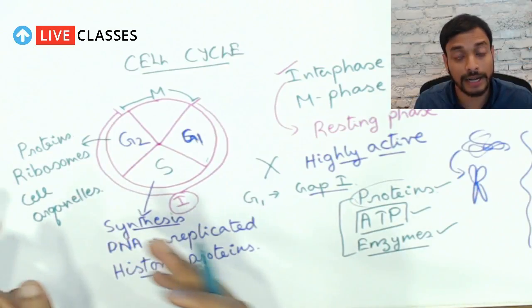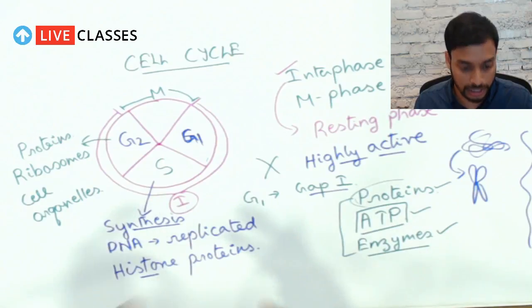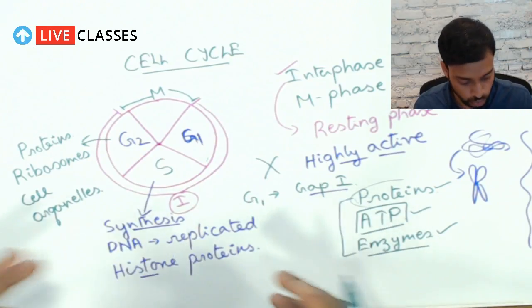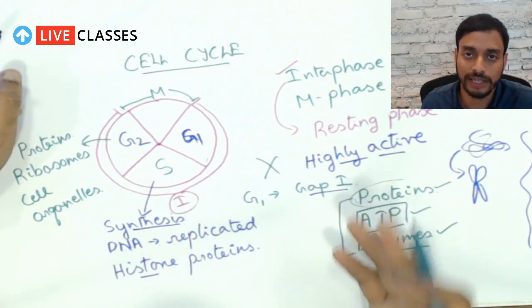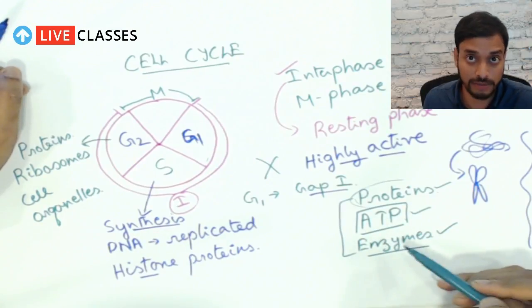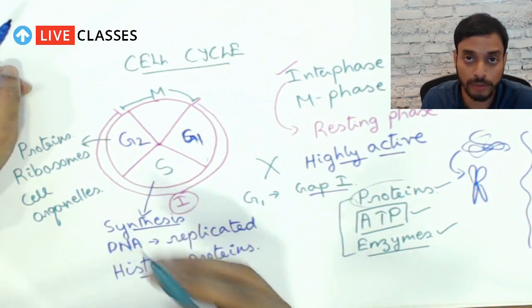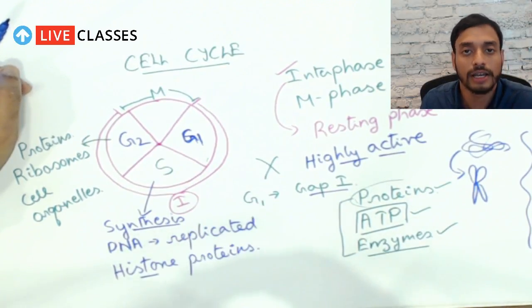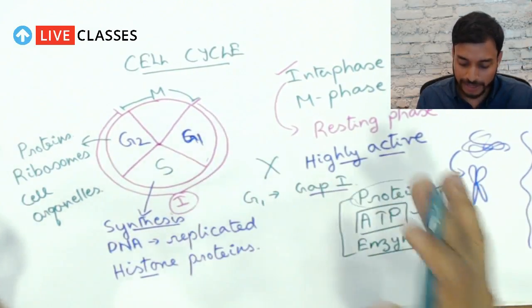Correct? Because you understand, the cell has to undergo division. That means in the two cells, all the components of the cell must exist. So cellular organelles have to be multiplied or duplicated. So we have talked about the three stages: G1 where proteins, ATP and enzymes are made, S phase where synthesis of the DNA takes place and histone proteins are made, and G2 where proteins, ribosomes and cell organelles are copied, right? Proteins are being made, ribosomes are also being made. So we talked about interphase.